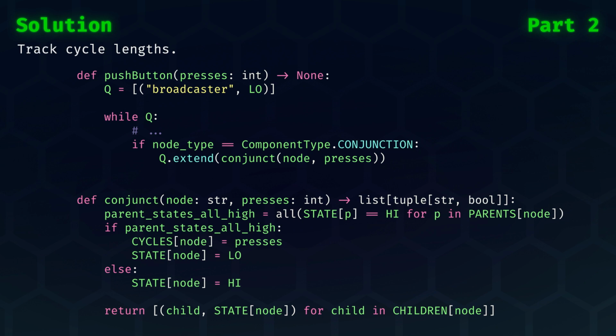Lastly, we need to make a small update to our conjunct function. Since we only emit a low signal once all our parents are high, we'll keep track of the number of presses in the cycles dictionary every time this occurs. In practice, this shall only occur once for every one of our key nodes.